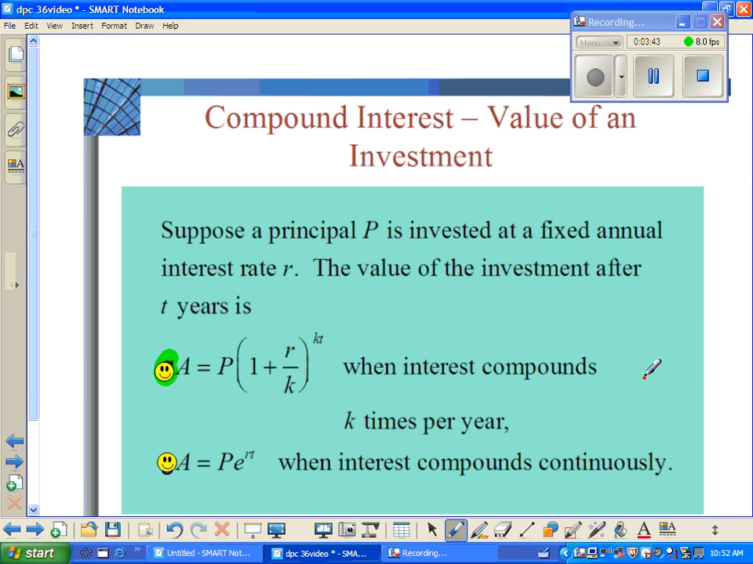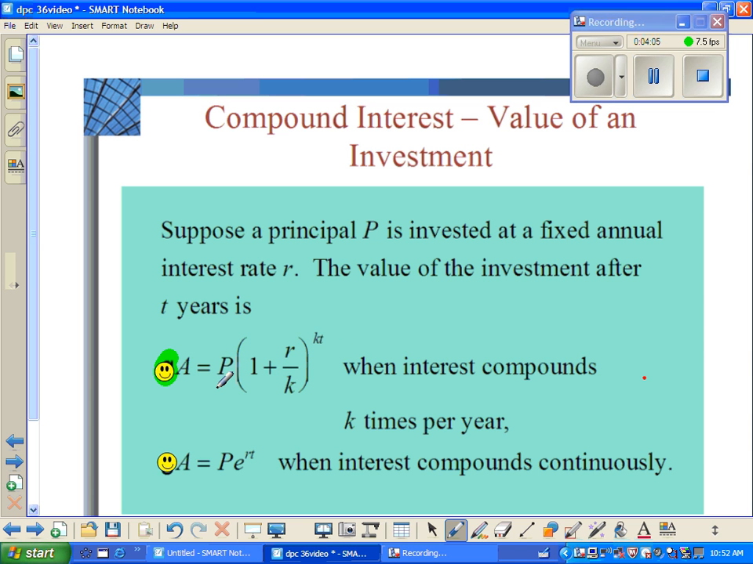So again, if we take a look at this formula, what you'll see is that the compound interest value of an investment can be given by A is equal to P times 1 plus R over K raised to the KT power. Now, again, if you look at that, the way we calculate it is we take the R divided by K, add 1, raise it to this power, and then multiply by P.